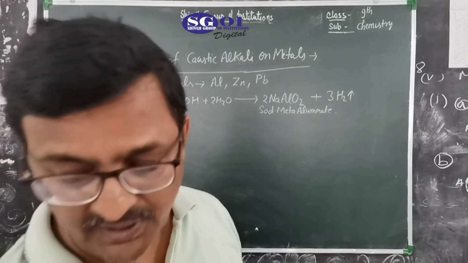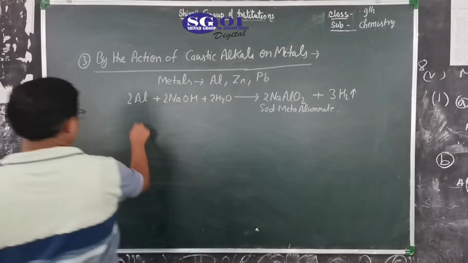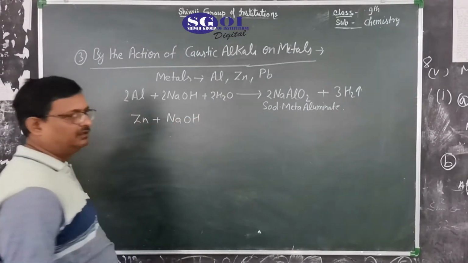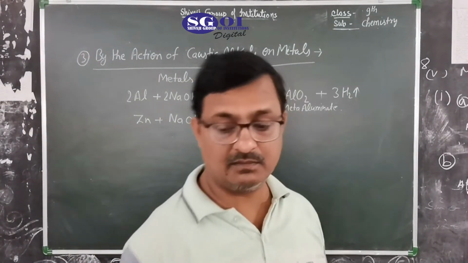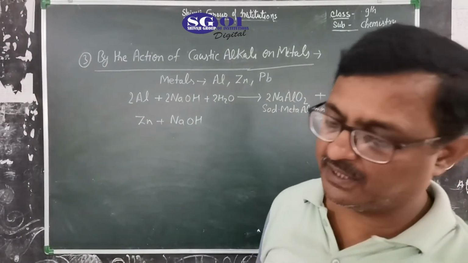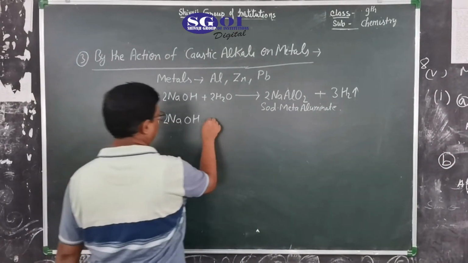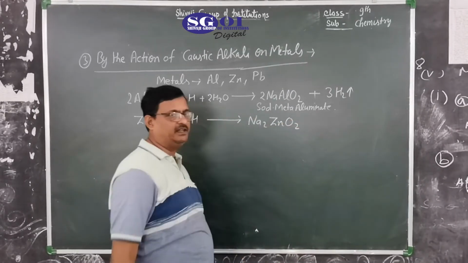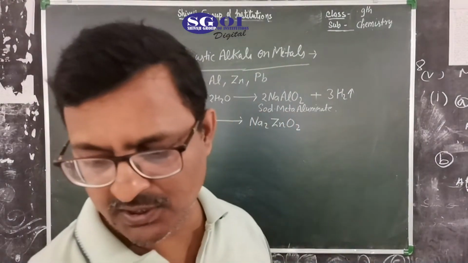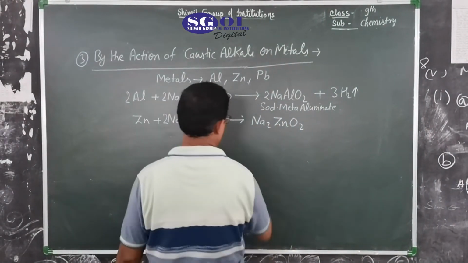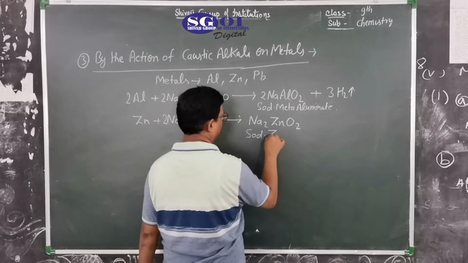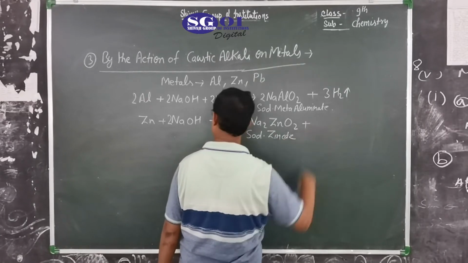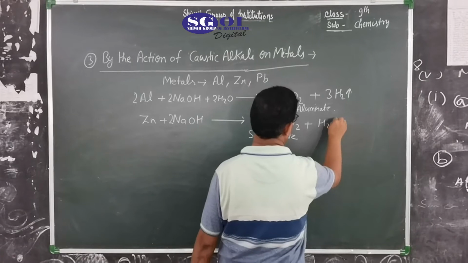Now we take zinc. Zn reacts with NaOH. Which reaction is performed? Zinc reacts with 2 NaOH to give Na2ZnO2, that is sodium zincate, with the evolution of hydrogen gas.